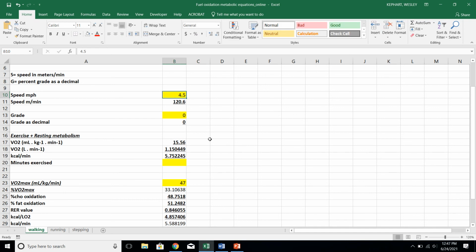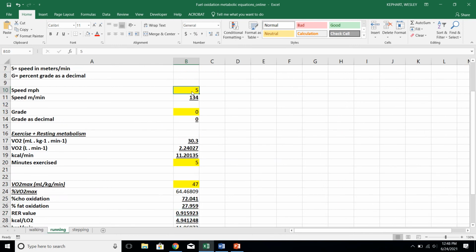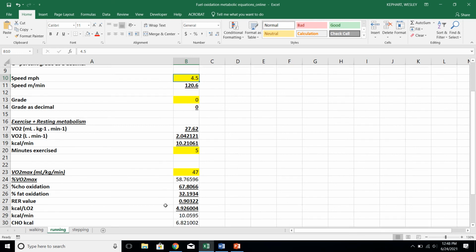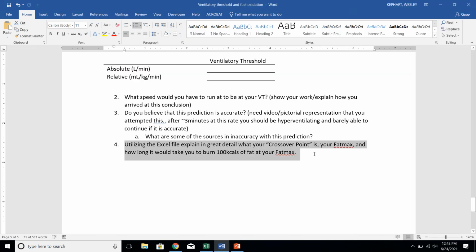So it kind of looks like, and this is going to be a bit inaccurate, but it looks like my crossover point is going to be just around me going probably around 4.5 miles per hour, something thereabout. So try to figure that out, and then also figure out the point at which you're burning the most fat calories per minute. And so that'll be what your fat max is.